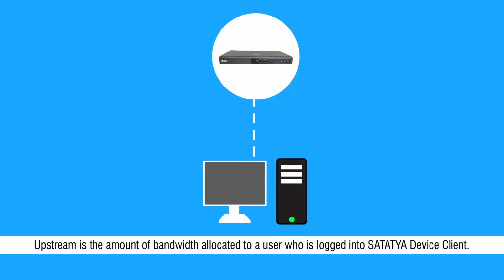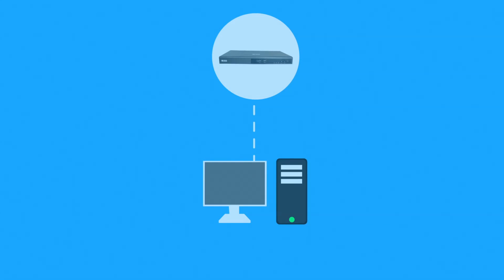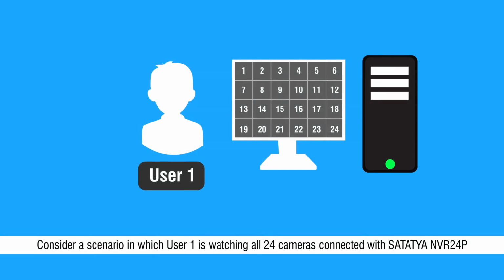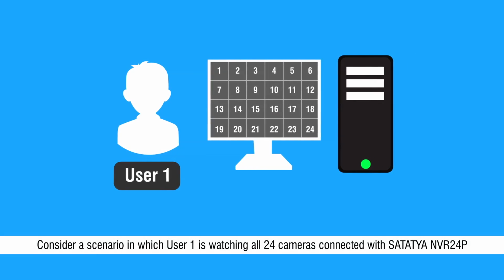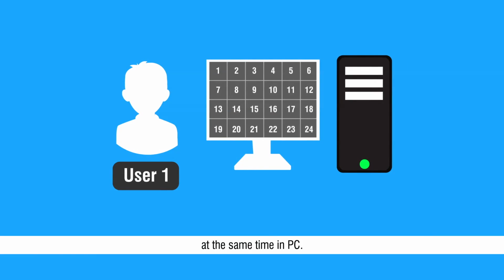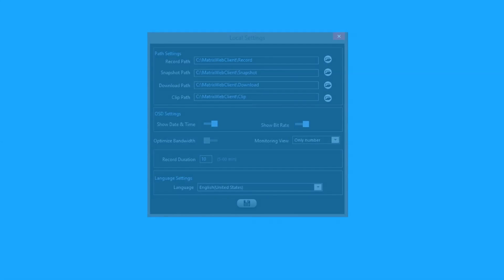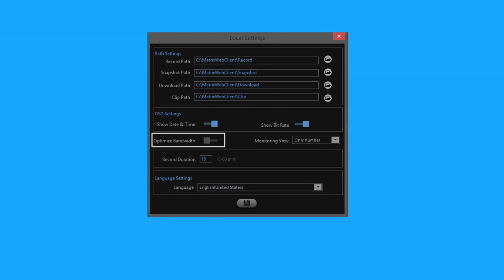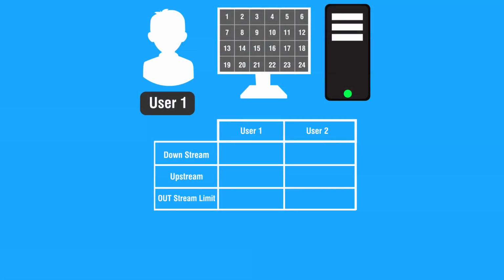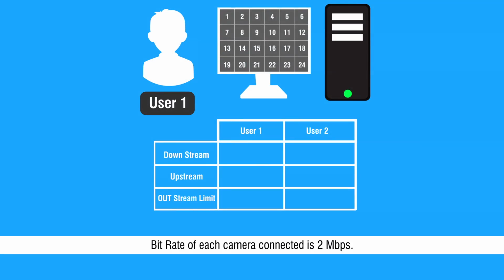Upstream is the amount of bandwidth allocated to a user who is logged into SATATYA device client. Consider a scenario in which user 1 is watching all 24 cameras connected with SATATYA NVR24P at the same time in PC. Also, it is considered that optimized bandwidth flag is not enabled at this time, resulting in deliverance of only mainstream of all cameras irrespective of the layout set. Bitrate of each camera connected is 2 Mbps.